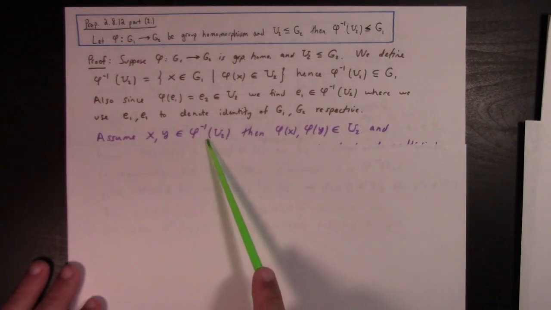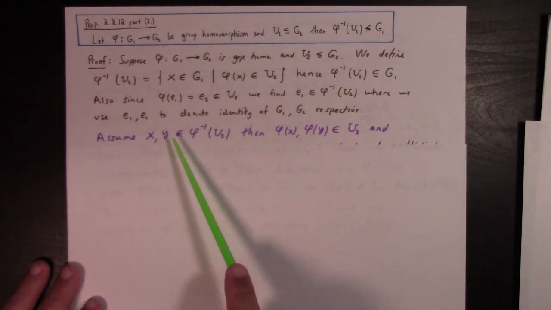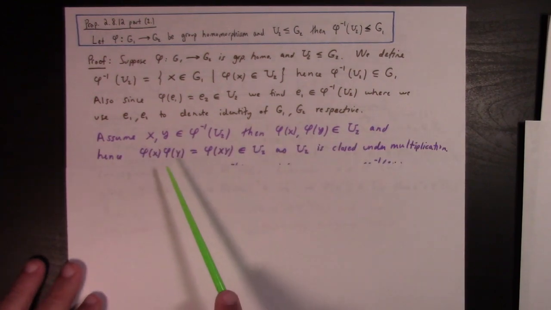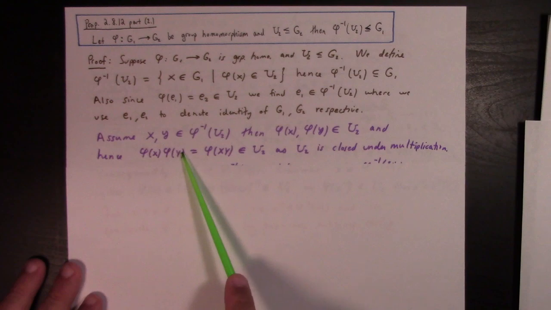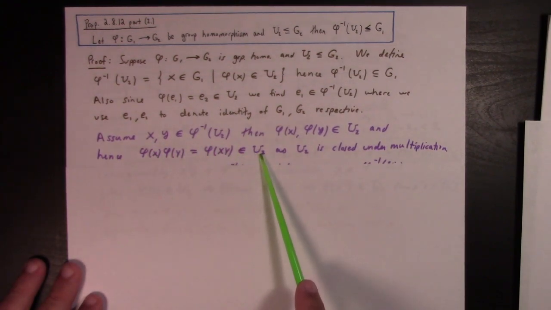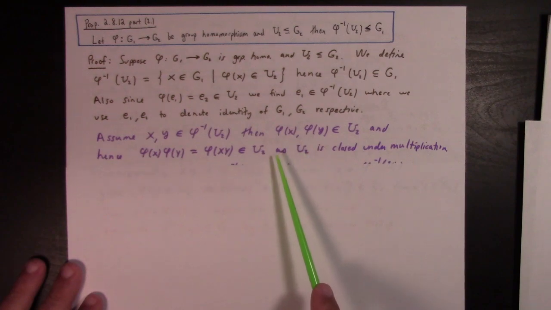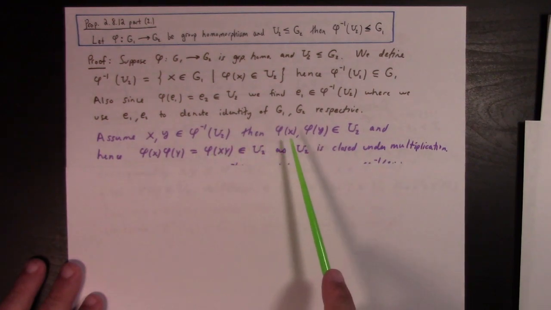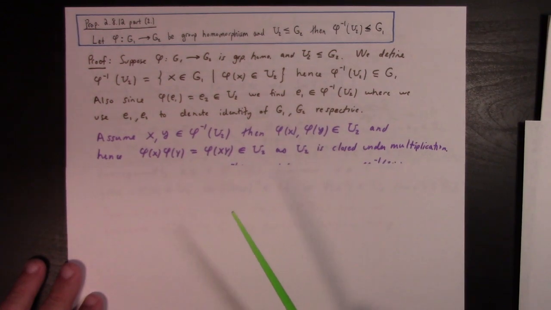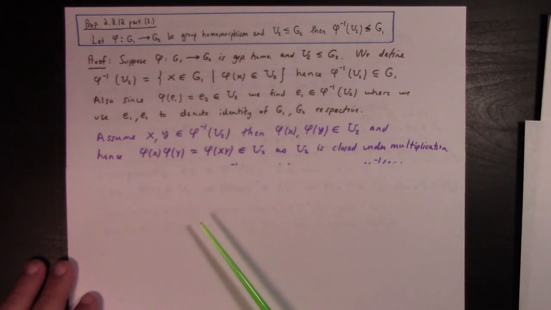Let x and y be in the inverse image of U2. It implies that phi of x and phi of y are in U2. And so the product phi of x times phi of y is equal to phi of x y by the homomorphism structure-preserving property. That's in U2 because U2 is closed under multiplication, which means that x and y, uno momento.